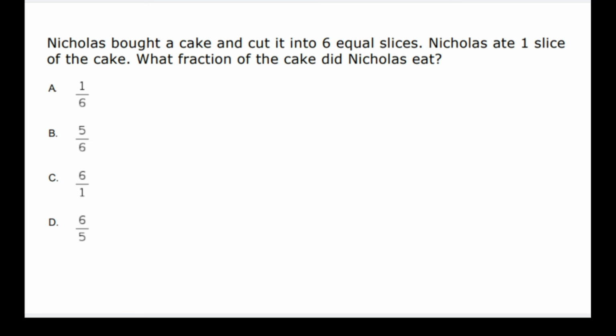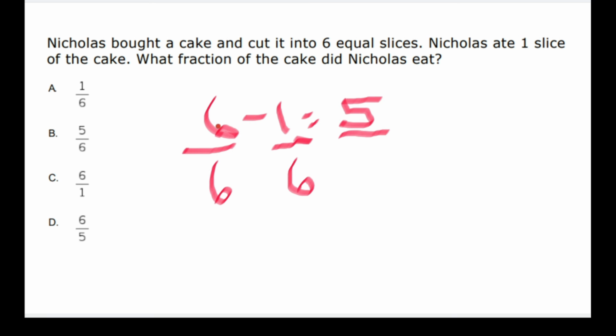Easy way to answer this. Here, Nicholas bought a cake and cut it into 6 equal slices. Nicholas ate 1 slice of the cake. What fraction of the cake did Nicholas eat? It says 6 equal slices. He ate 1. So we got 6. He ate 1. So he got 5. That'll be 6 over 6 because it's divided into 6 equal parts. So he ate 1/6. If we subtract 6 minus 1 is equal to 5, and since we have the same denominator, we just copy it here. We're going to talk about that later, how to subtract and add fractions with like or the same denominator.